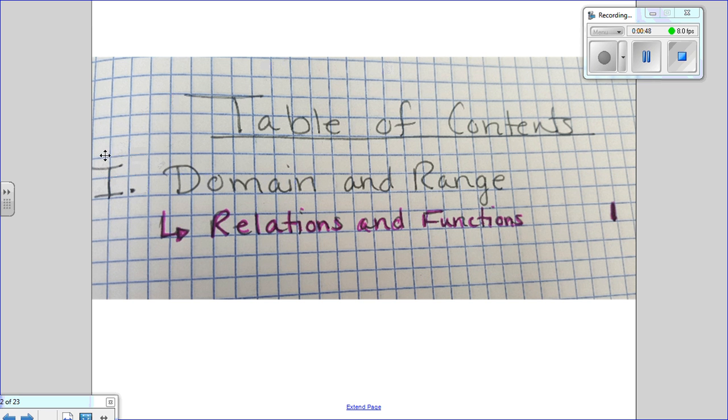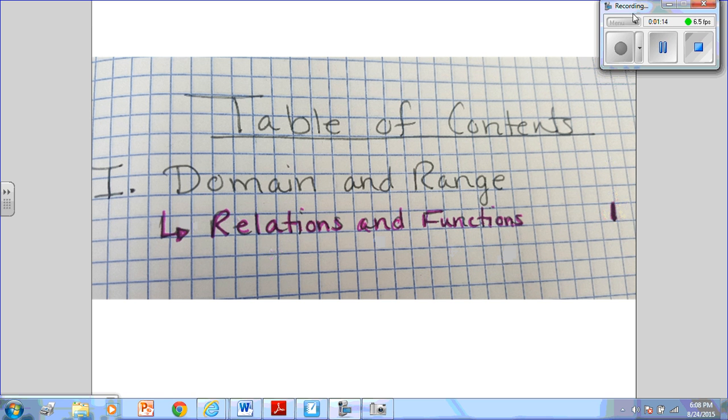So our first topic for numeral 1 is domain and range with the subtopic of relations and functions so that we can understand where this is coming from. Go ahead and do this in color if you so choose. Remember, this is not mandatory. This is just optional if you'd like to be a little bit more organized and color-coded. So mine is in purple, relations and functions, with the number 1. Skip one page after this.